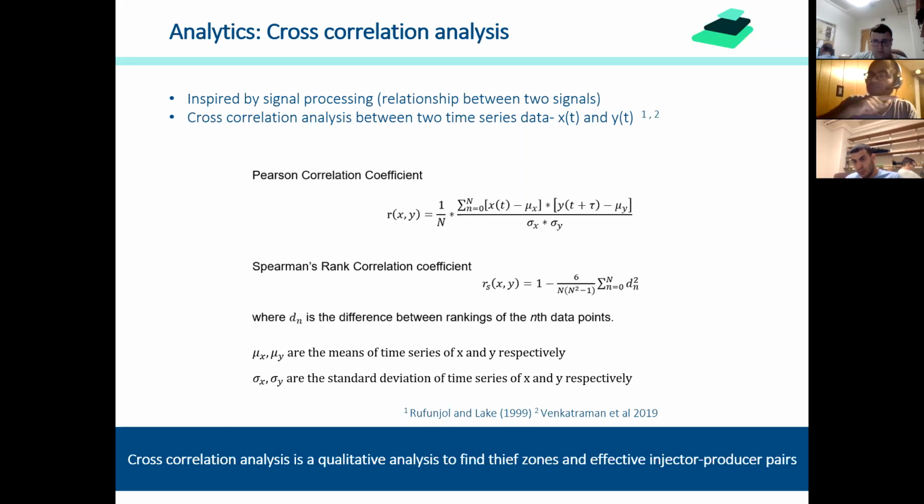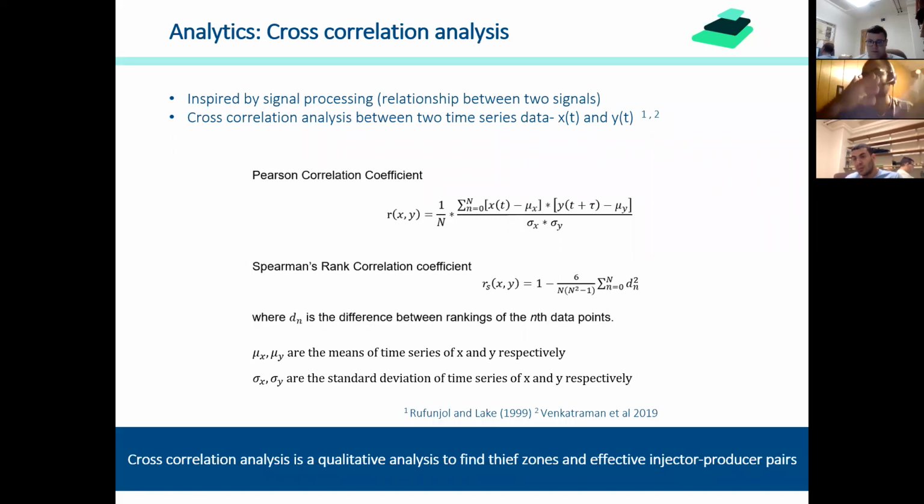On the other end of the spectrum, if I get a strong relationship at a higher phase lag, which means that any change that I do in my injector is reaching the producer, but it reaches at a much later time, it means there is a relationship, but it takes time to establish a relationship. So that means that those are my more effective injector producer pairs in the system.